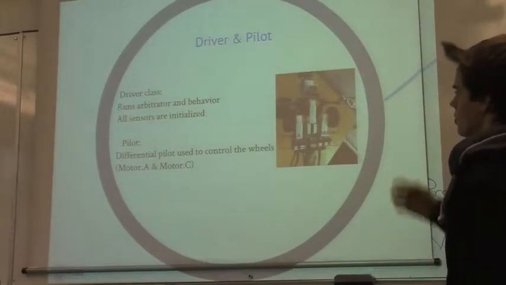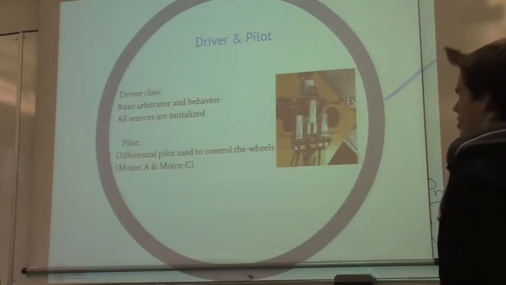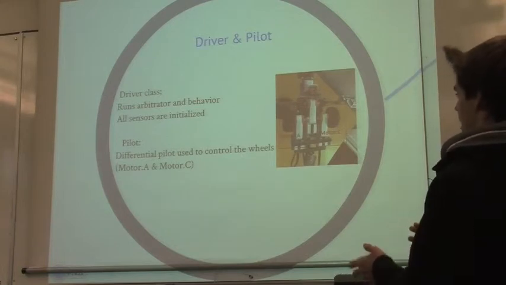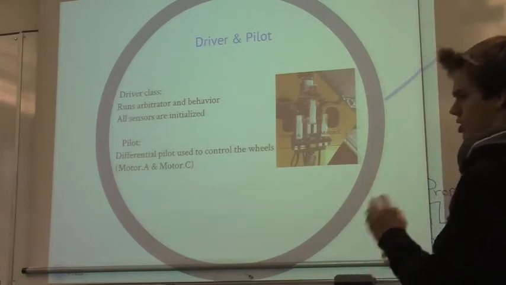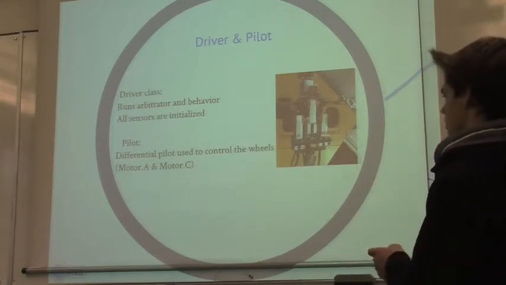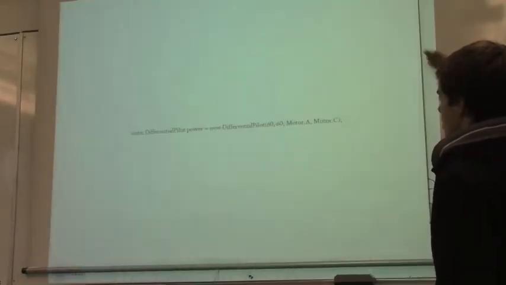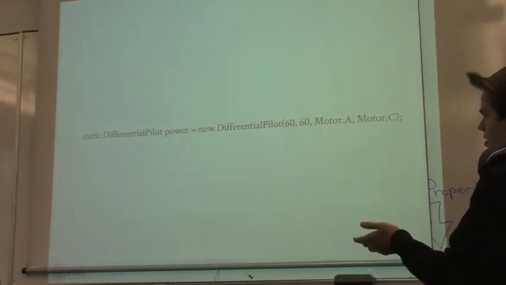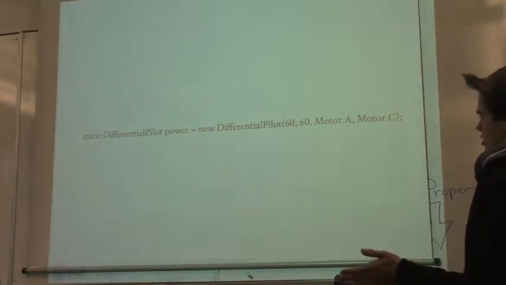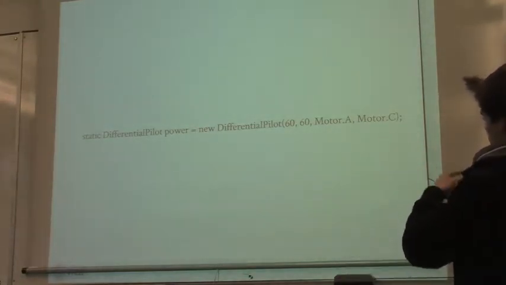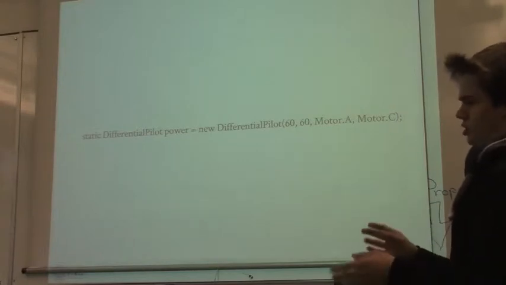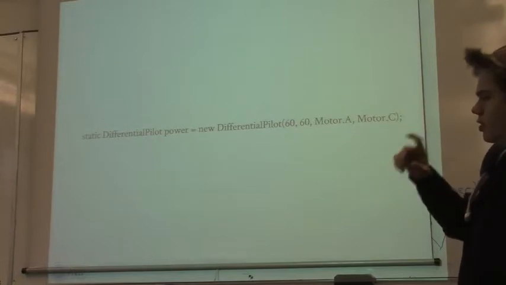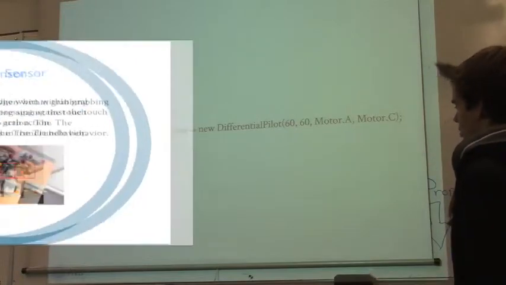And then, as I said, we also have a differential pilot. This is so that we can rotate the robot from side to side without having to individually write code for each motor attached to a wheel. Here you see it's initialized as static, so it can be used outside of the main method, but in multiple classes. It uses motor A and motor C, the outside 2, because those are the ones attached to wheels. And then the 2 integers there, 60 and 60, are the wheel diameter and the axle length.